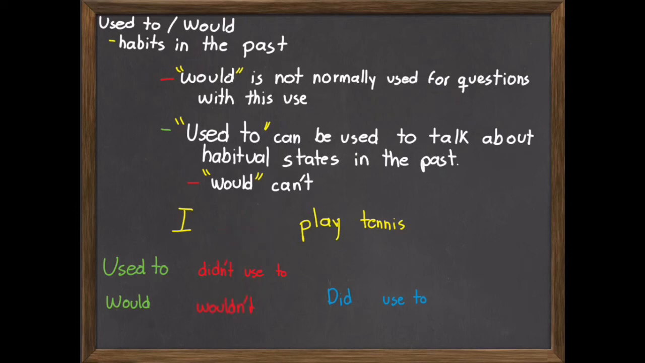Now, let's look at an example of a question. Here we have to use the auxiliary verb did. And because it's not very usual to ask a question to yourself, we would change the I to you. Did you used to play tennis? Question mark. Now, as I said, we don't use would for questions with this tense or with this intention. We just use used to.